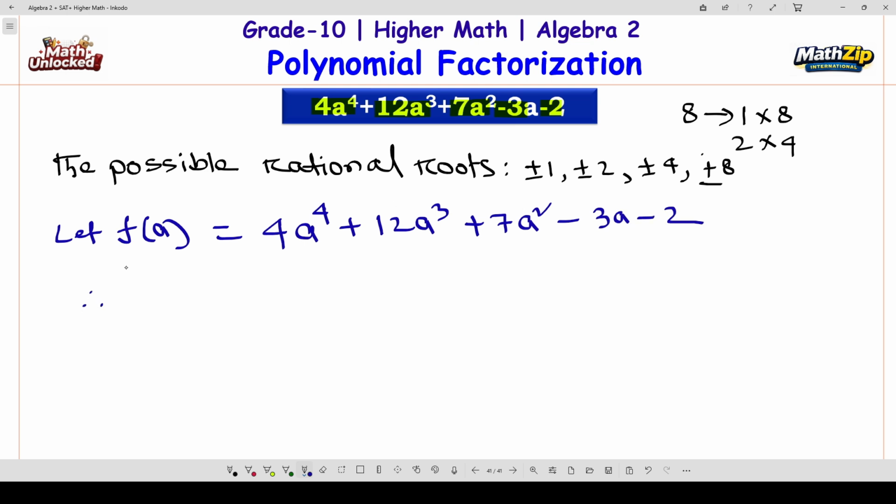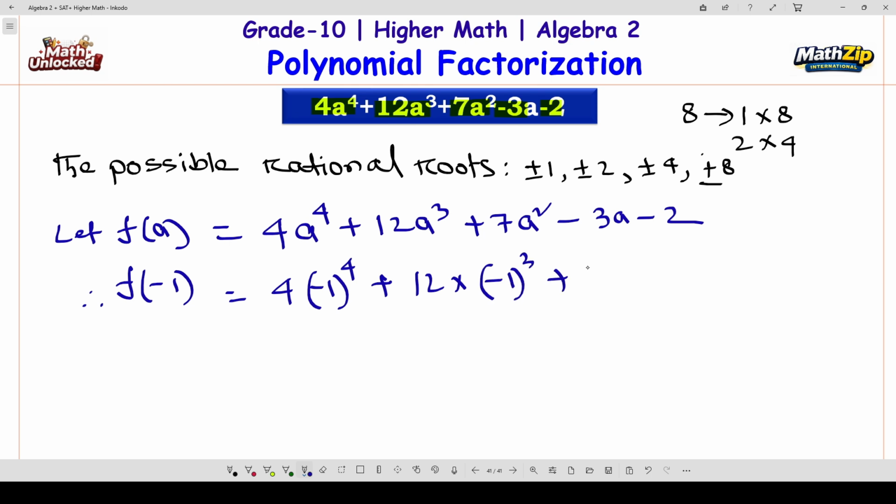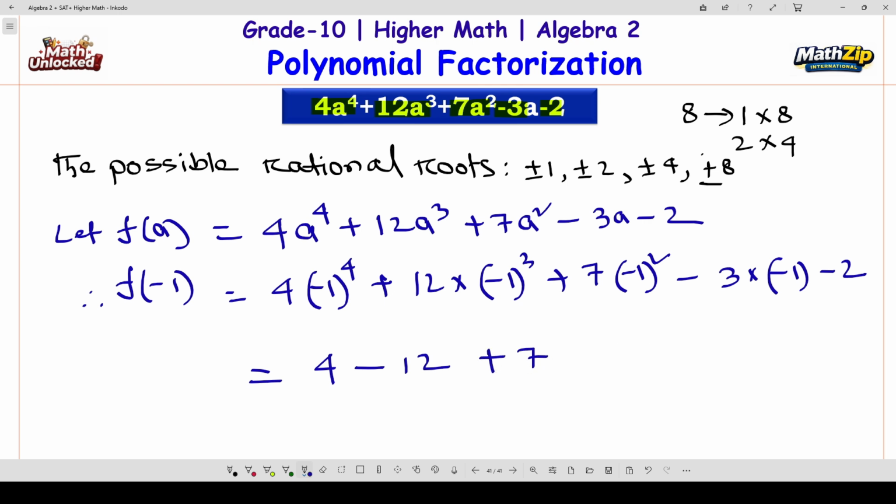Now if we take suppose minus 1, so what will be the result? 4 times minus 1 to the power 4 plus 12 times minus 1 cube plus 7 times minus 1 square, then minus 3 times minus 1 minus 2. So what will be the result? Minus 1 to the power 4 means 1, so 1 times 4 is a 4. Minus 1 cube means minus 1, so it will be minus 12. This one become only 7, this one plus 3 and minus 2.